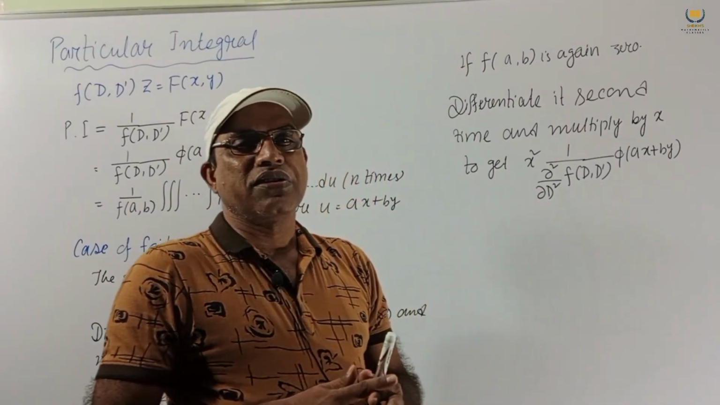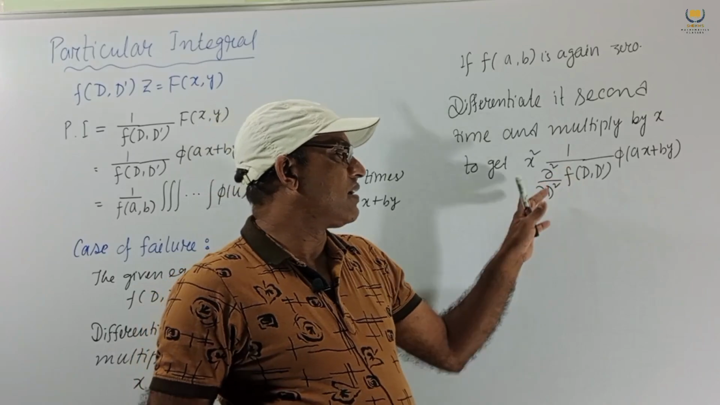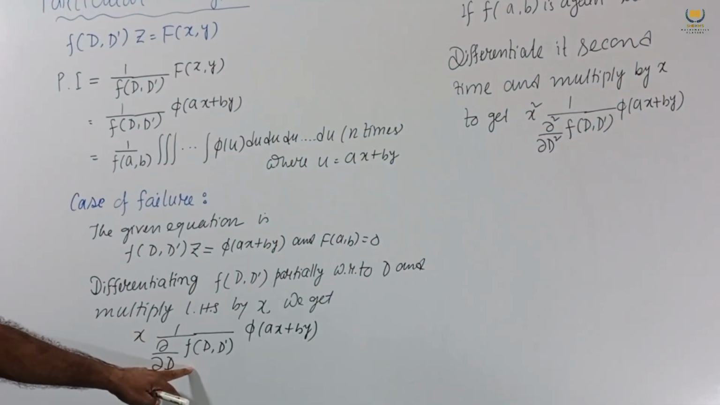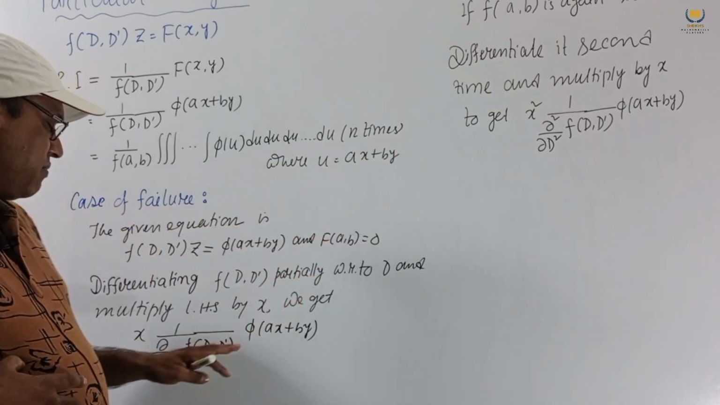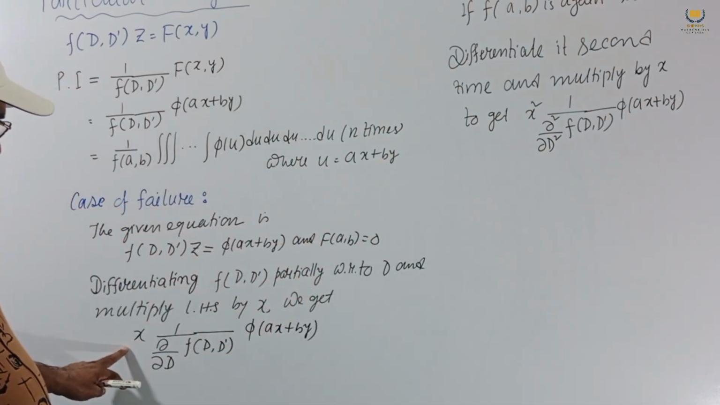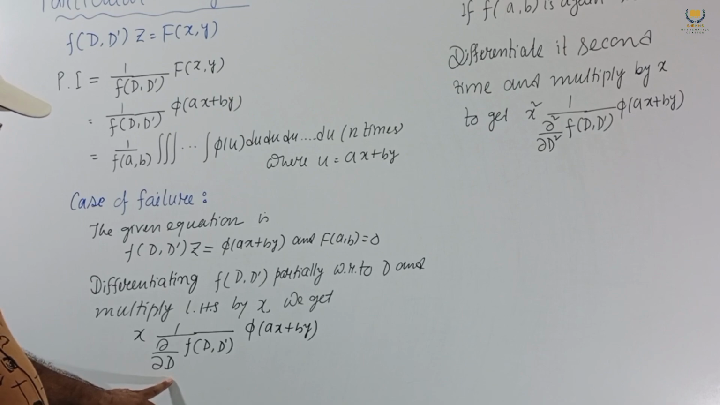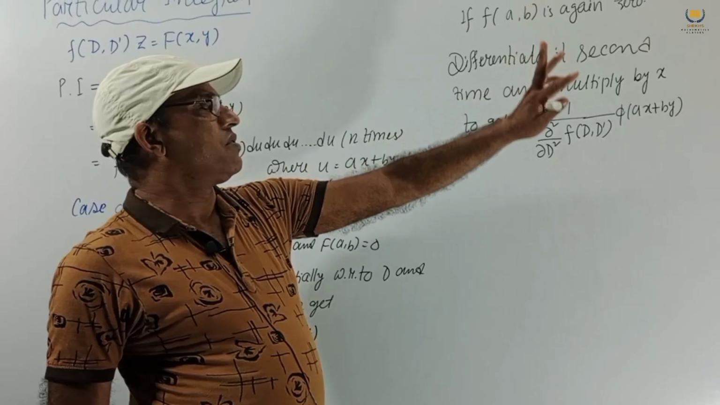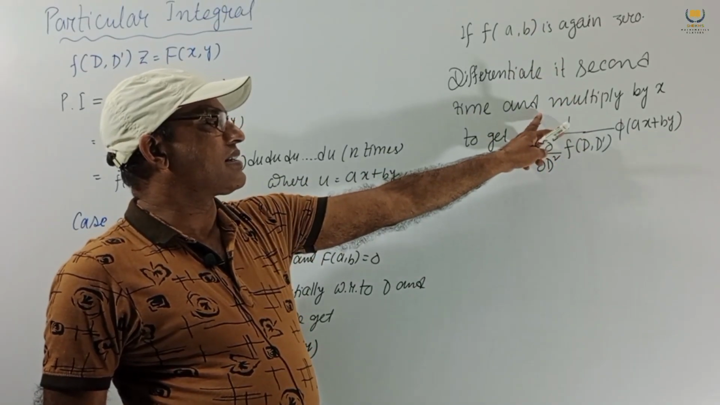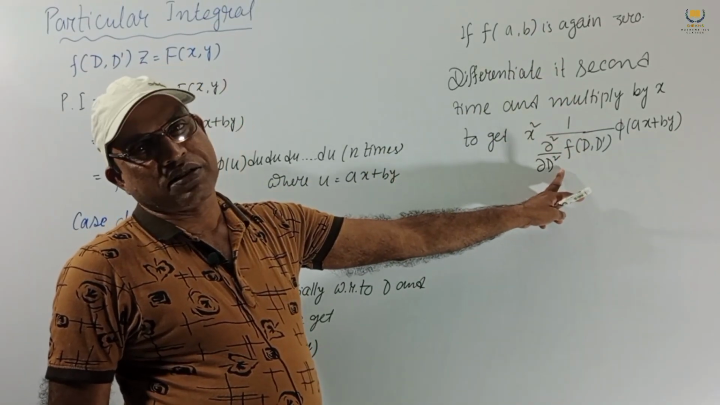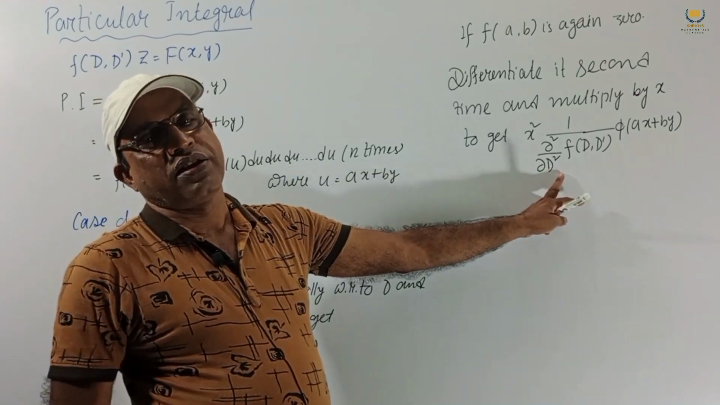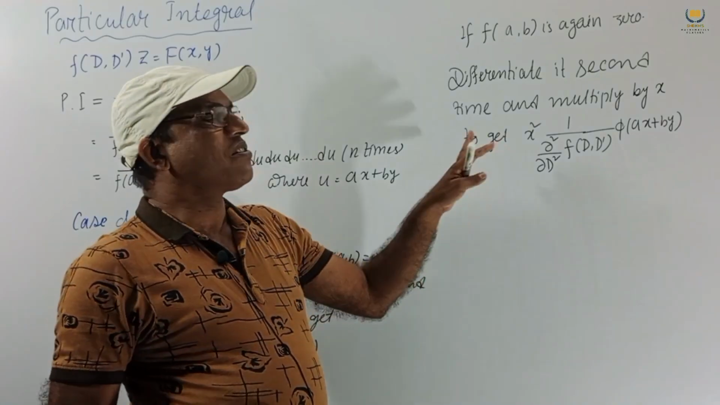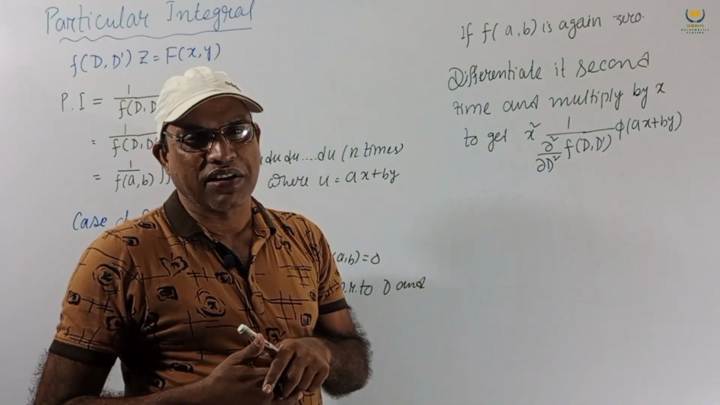This is the rule. If the denominator is zero, then the first time we multiply the numerator by x and differentiate the denominator partially with respect to D. Again if f(a, b) equals zero, then again we multiply x in the numerator and differentiate partially with respect to D. In this way we differentiate. This is the rule if the right-hand side is a polynomial. If it is not equal to zero, then no problem, directly find the particular integral.